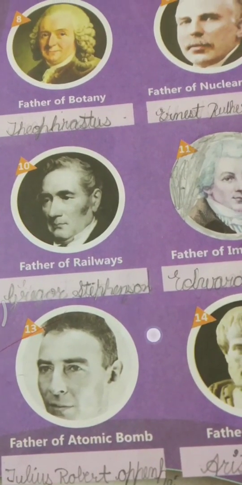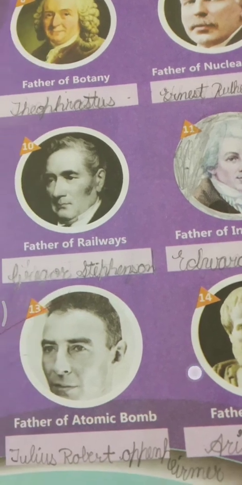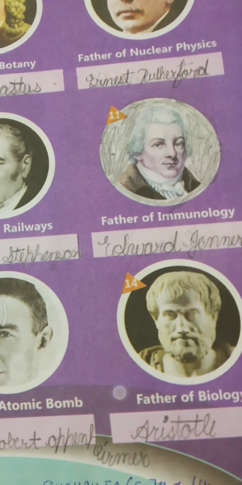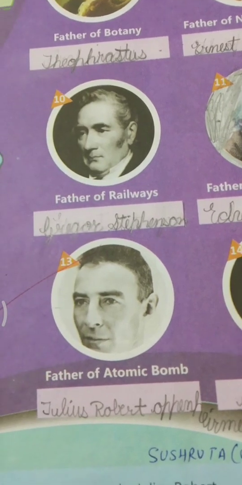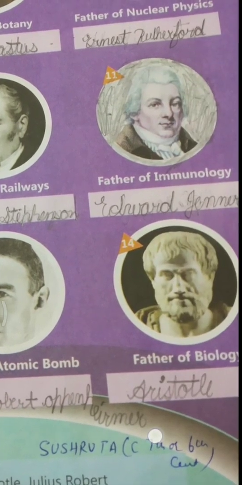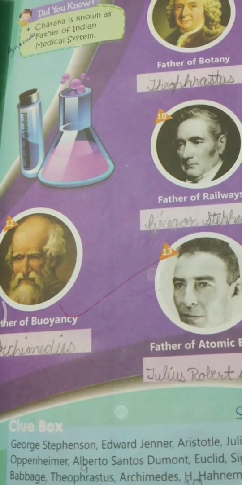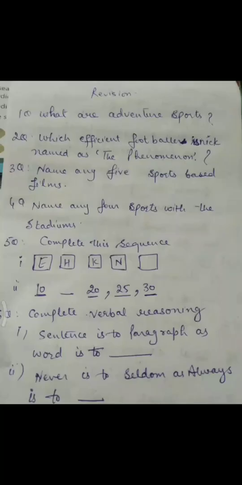Father of botany, Theophrastus. Father of nuclear physics, Ernest Rutherford. Father of railway, George Stephenson. Father of immunology, Edward Jenner. Father of atomic bomb, Julius Robert Oppenheimer. Father of biology, Aristotle. Father of buoyancy, Archimedes. These scientists gave us many concepts.